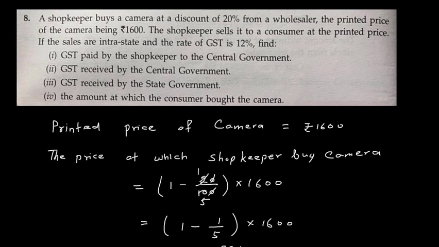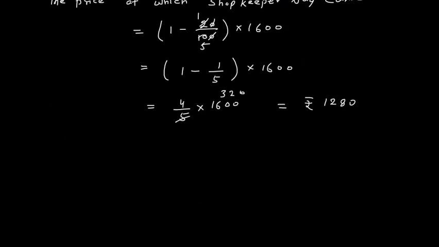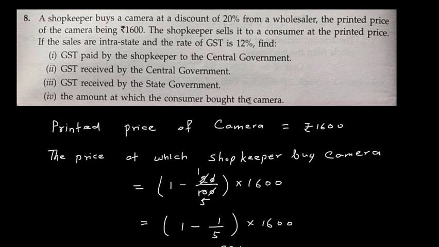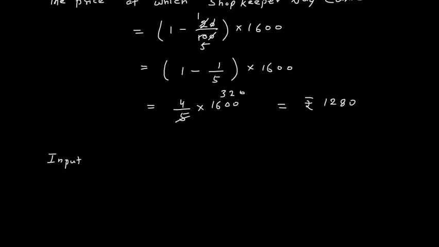Now on this price he must have paid GST. So input GST, input GST paid by the shopkeeper to the central government. So input CGST, GST paid to the central government. As total GST is 12%, to the central government it will be 6%. So 6 upon 100 multiplied by rupees 1280. So this 0 we will cancel, then with 10, I will directly divide by 10.